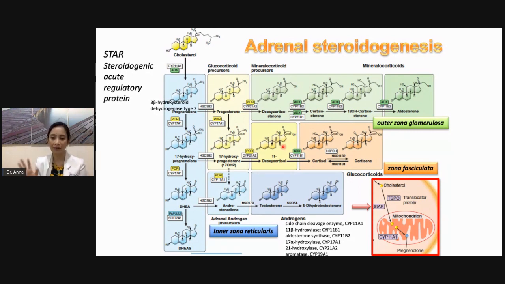But the important ones that you have to remember are the rate limiting steps, because those are the ones that are usually acted upon by drugs, and how they are modulated in pathologic states by certain drugs. And also because those are the ones that are asked in your exams, particularly your board exam. Okay?